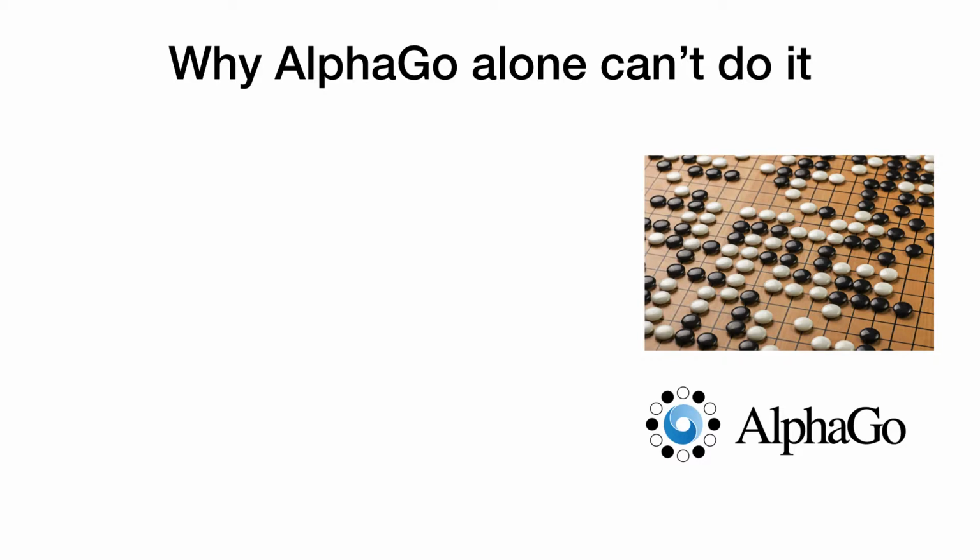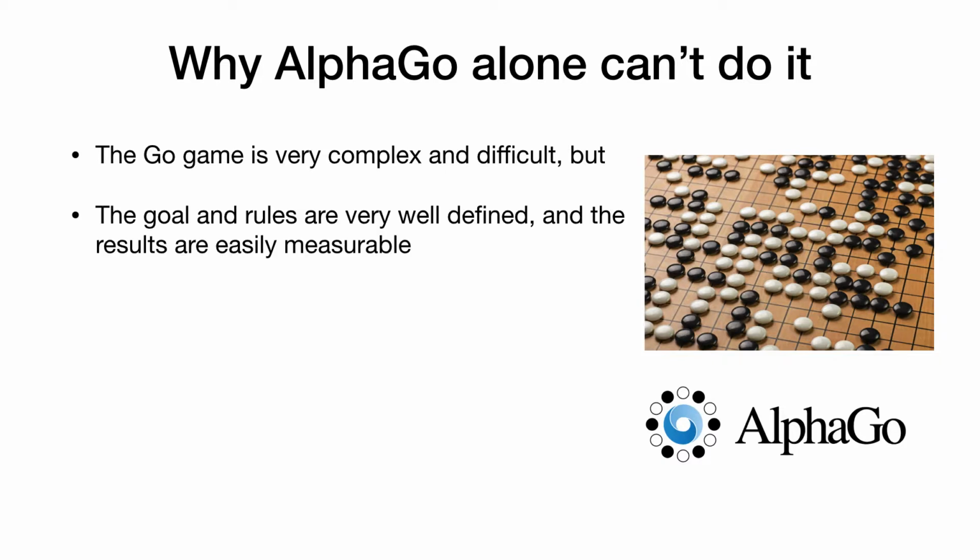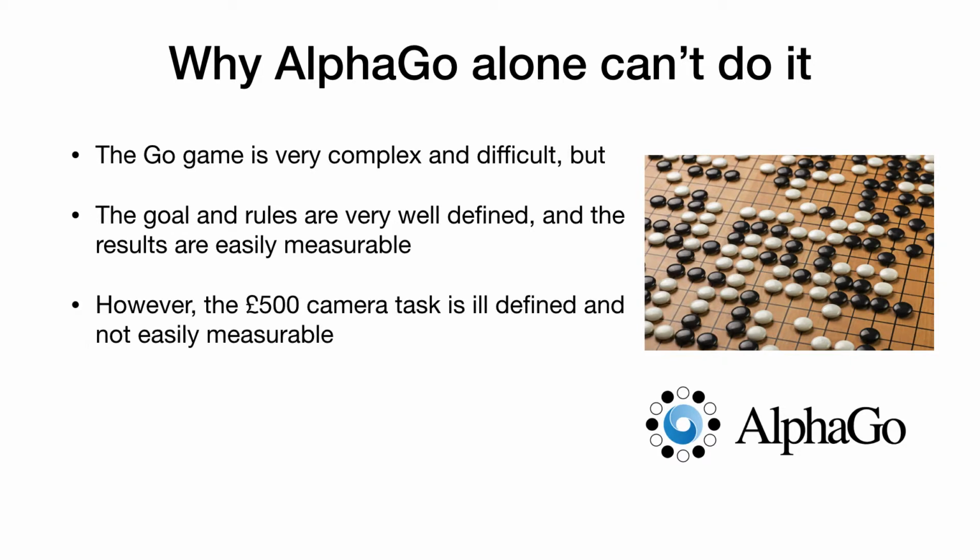Currently, deep learning is very popular, partly because of AlphaGo, which recently beat the best human Go player. However, I would like to argue that AlphaGo probably will not be able to solve the sense-making challenges alone. While the Go game is very complex and difficult, its rules are very well defined and the results are easily measurable, whereas these are not the case here. For the camera example, there are no clear rules. You can almost do anything in your power, and the progress is much less clear or measurable.